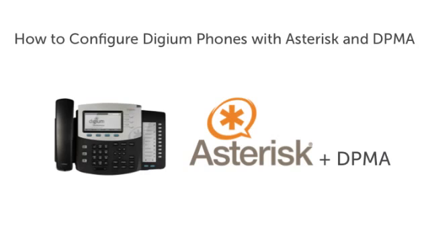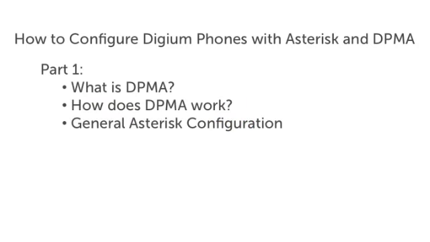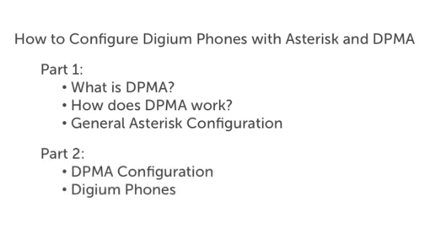In this two-part video tutorial, I'll show you how to provision a Digium phone using the DPMA, or Digium Phone Module for Asterisk. In part 1 of the video, I'll give a little background on what DPMA is and describe conceptually how it works. Then I'll walk through some of the general Asterisk configuration needed to set up any SIP phone, including Digium phones. In part 2 of the video, I'll walk through setting up the DPMA configuration file known as res_digium_phone.conf. Then I'll show how a Digium phone responds to the configuration.